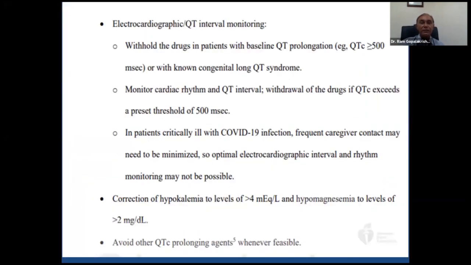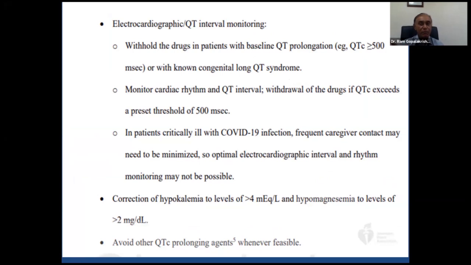And 3 major US cardiology associations have come out with this guideline, which is very useful and practical. If your QTc is more than 500, no hydroxychloroquine, LPV, RTV, etc. Please monitor the rhythm and QT interval daily. Withhold if it's more than 500.